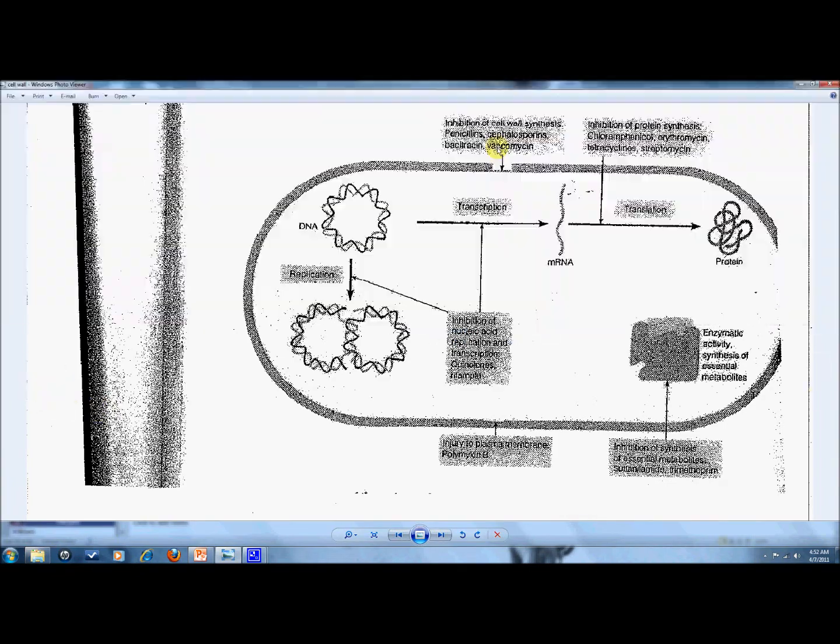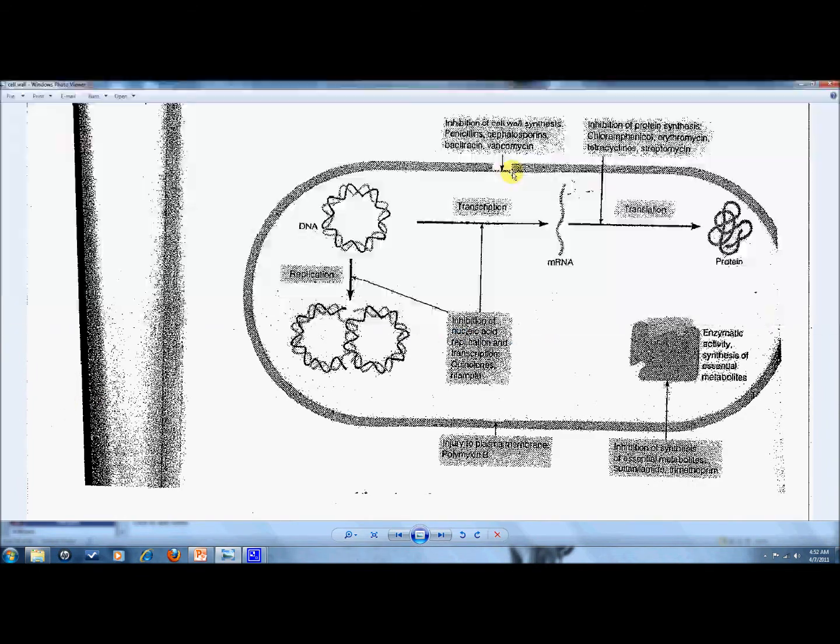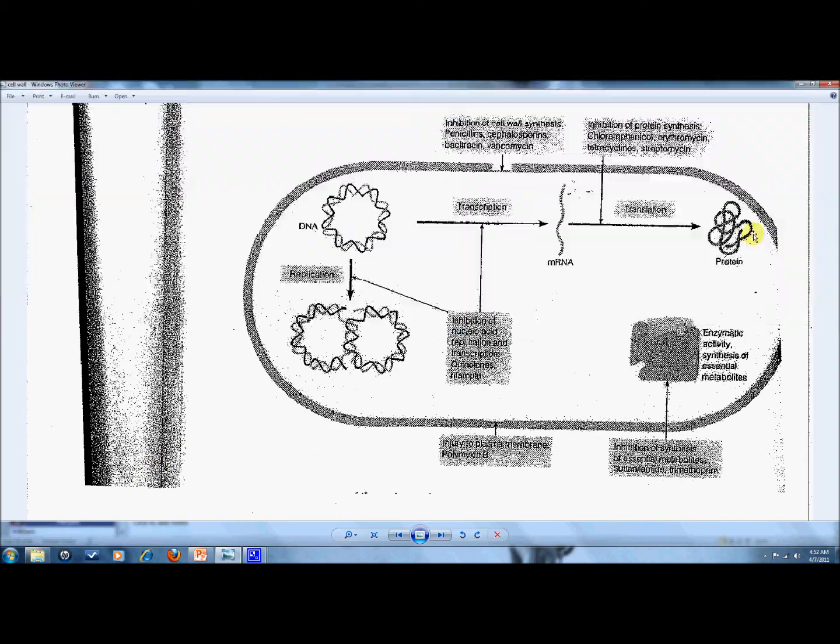I want to point out up here we have cell wall synthesis. So a couple of things that I talked about was penicillin, cephalosporins, and I believe I also talked about vancomycin. So they inhibit the cell wall synthesis. The next thing I talked about was protein synthesis. So what it does is it affects translation. It inhibits the protein synthesis. And then we talked about fluoroquinolones. Rifampin I don't believe I discussed.